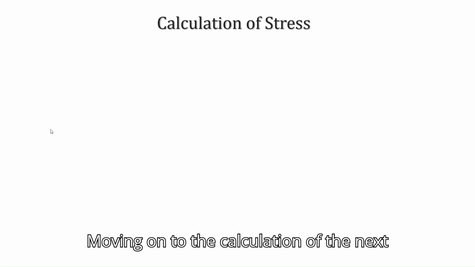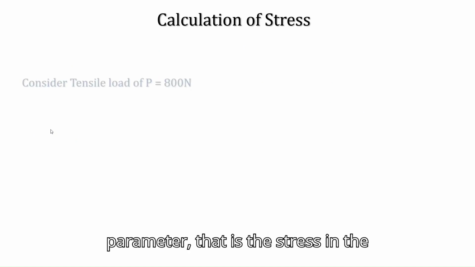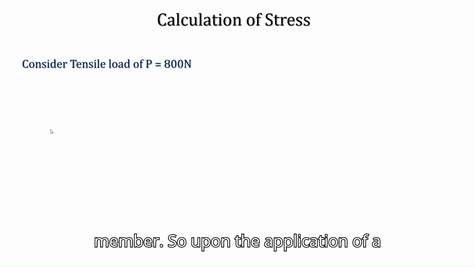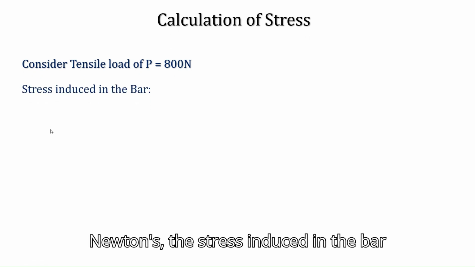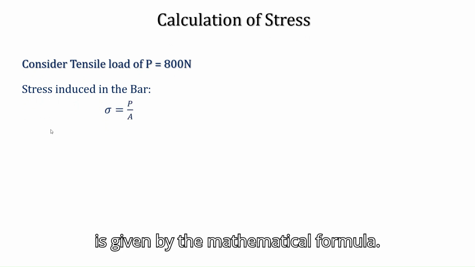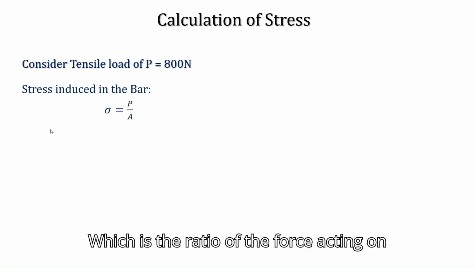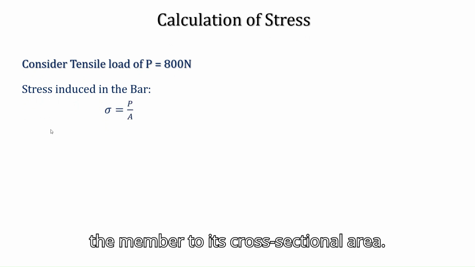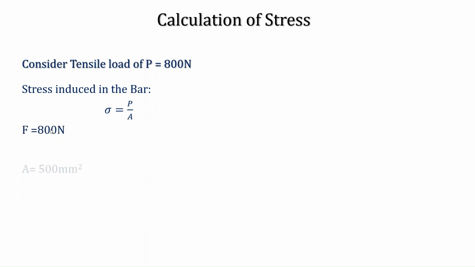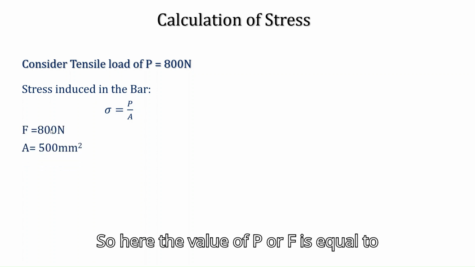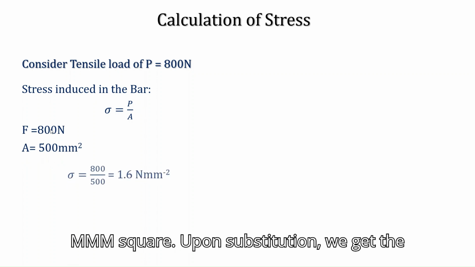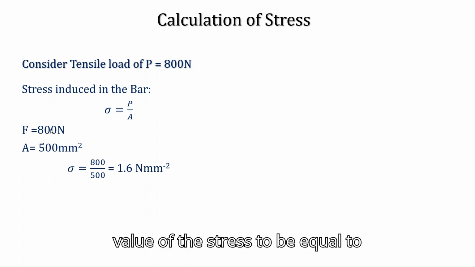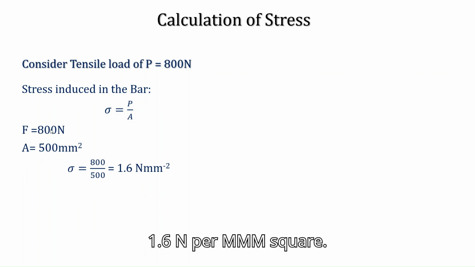Moving on to the calculation of the next parameter, that is the stress in the member. Upon the application of a tensile load of P equal to 800 newtons, the stress induced in the bar is given by the ratio of the force acting on the member to its cross-sectional area. Here the value of P or F is equal to 800 newtons and the cross-sectional area is 500 mm square. Upon substitution, we get the value of the stress to be equal to 1.6 Newton per mm square.